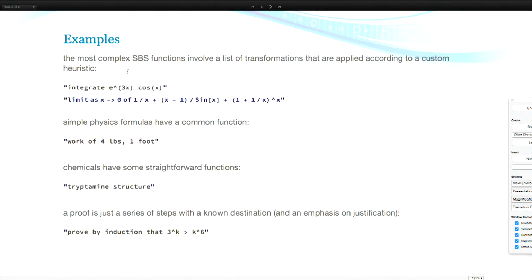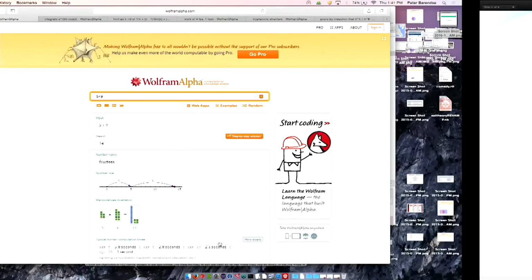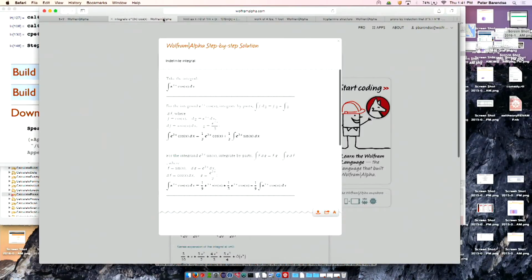So here are some examples. First are some of the more complex math step-by-step functions. Basically the way they work is you have a list of transformations of how you could transform the given input, and they're applied according to some custom heuristic. I don't have the internet, so let me just go here. This is after I press show steps for this integral.